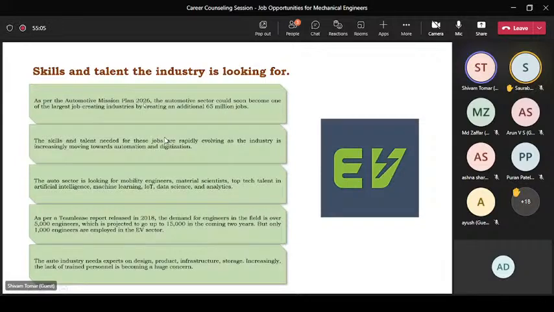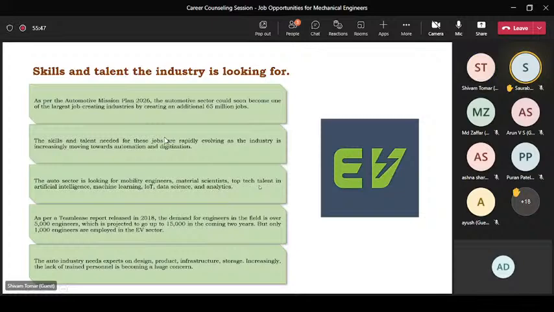The skills and the talent needed for the jobs are rapidly evolving as the industry is increasingly moving towards automation and digitalization. So as a mechanical engineer, you don't just have to focus on one thing. You also have to focus on automation and digitalization. There are other things besides your core subjects that you have to work upon. The auto sector is looking for mobility engineers, material scientists, and top tech talent in artificial intelligence, machine learning, IoT, data science, data analytics. These are the other domains where the industry is looking for help.